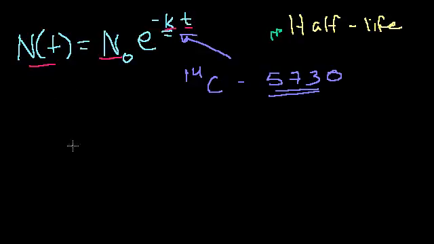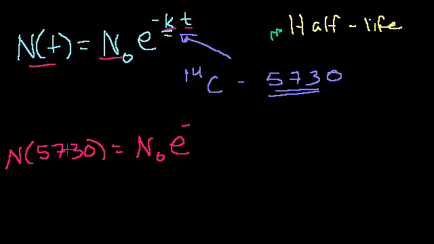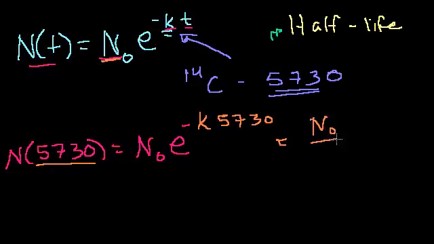So let's see if we can somehow take this information and apply it to this equation. This tells us that after 1 half-life, so t is equal to 5,730, N of 5,730 is equal to the amount we start off with. So we're starting off with N0 times e to the minus k times 5,730, wherever you see the t, you put the 5,730. That's how many years have gone by. And half-life tells us that after 5,730 years, we'll have half of our initial sample left.